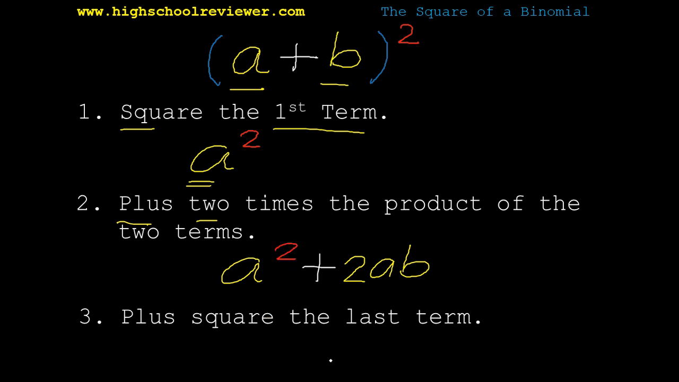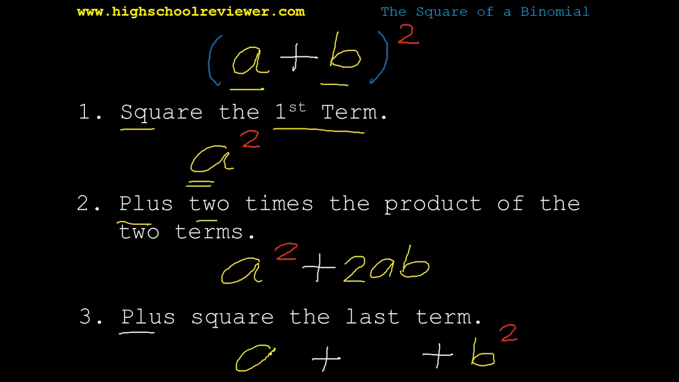For our third step, we have plus. So again, we will have here the plus sign. Square the last term. Our last term is b. And if you square this, you raise this to the power of 2. And do not forget, we also have here the plus.